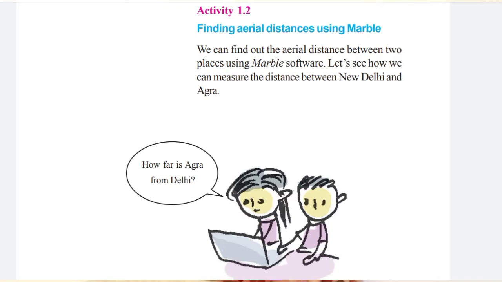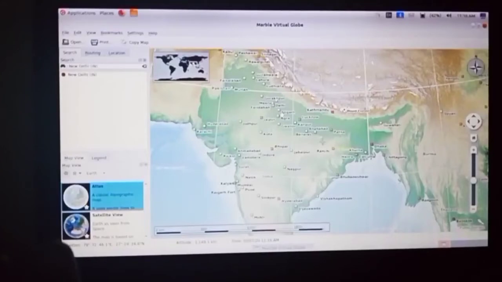Okay, is it clear? In software also we handle aerial distances, and in this activity you are going to learn how to find the aerial distance from New Delhi to Agra. Do you know how far Agra is from New Delhi? No? Okay, you can know that in this session. We can find the aerial distance between two places using the marble software. Let us see how we can measure the distance between New Delhi and Agra.